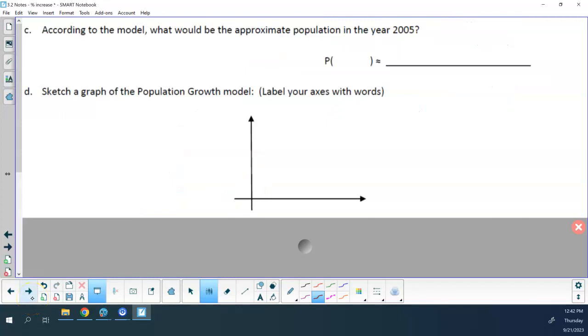Okay. So using that now, approximate for me the size of San Jose's population in the year 2005. 15, right? What year am I using? I'm using the 15th year, so I'm looking for P of 15. And if I plug in that, I get 957,483.